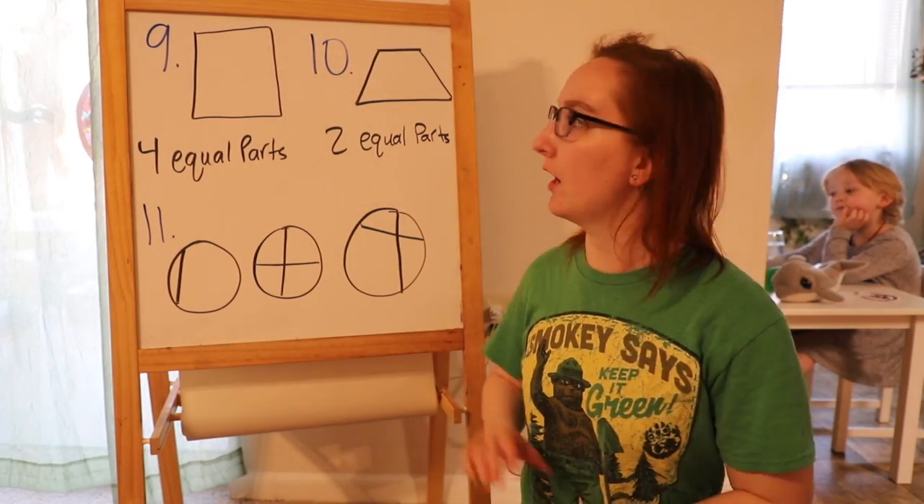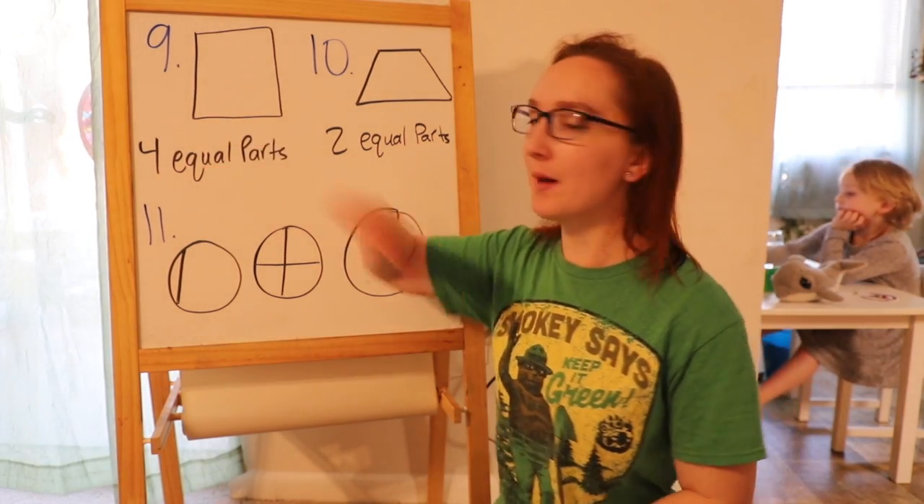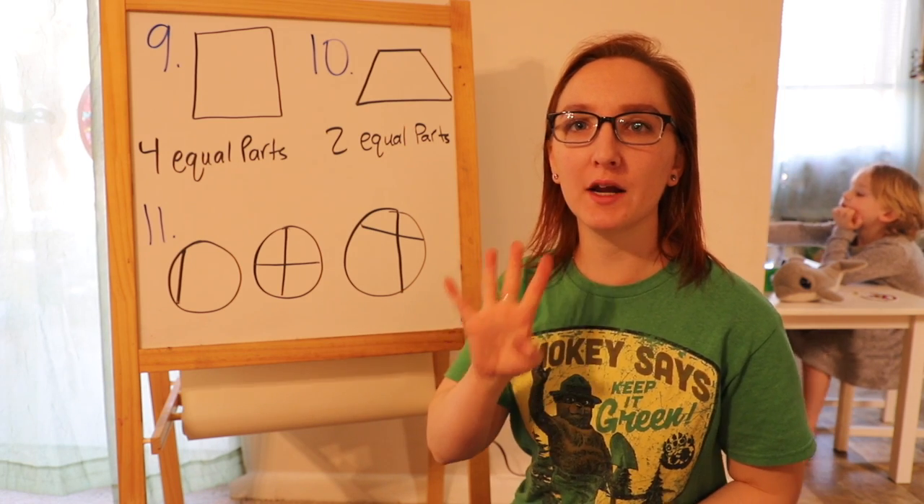Alright, so for number 9, we had a square up like this, and we were cutting it up into 4 equal parts.